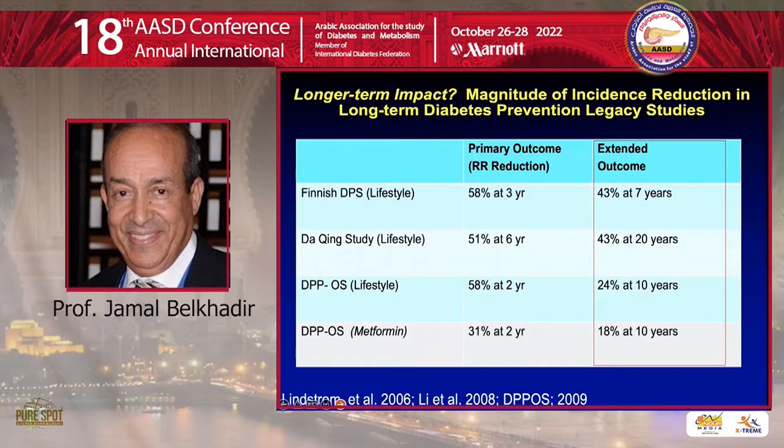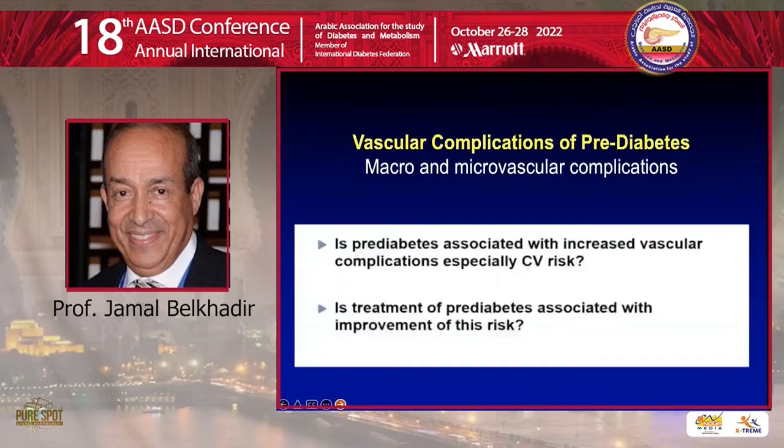What about the long-term impact of these studies? For the long term, the impact of lifestyle is real, as shown by different studies. Now, what can we say about vascular complications, macro and micro complications? Is pre-diabetes associated with increased vascular complications, especially cardiovascular risk? Is treatment of pre-diabetes associated with improvement of this risk?